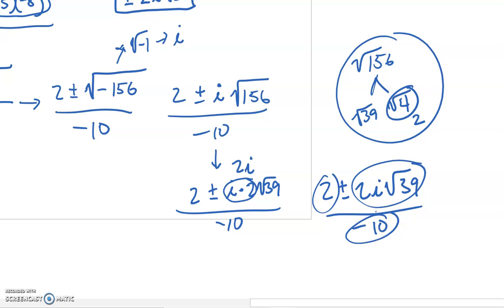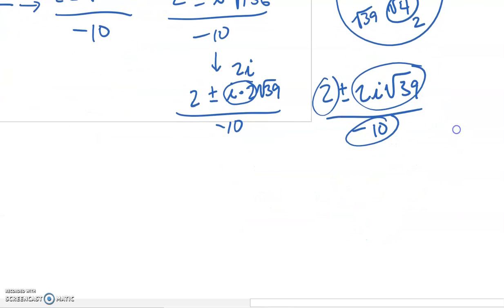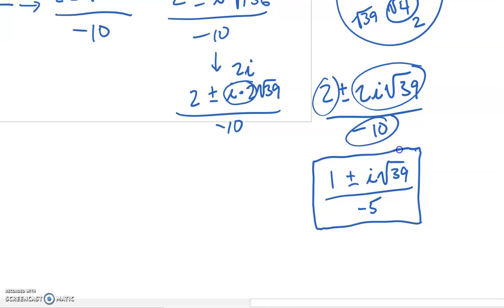All right, so we need to do that. So I divide them all by 2, so that gives me 1 plus or minus 2i divided by 2 is 1i, or i rad 39. And then negative 10 divided by 2 is negative 5. And that's looking pretty good. We can't really simplify that any further. That's a tough one. A lot of work to do there, but that's going to be our final solution.